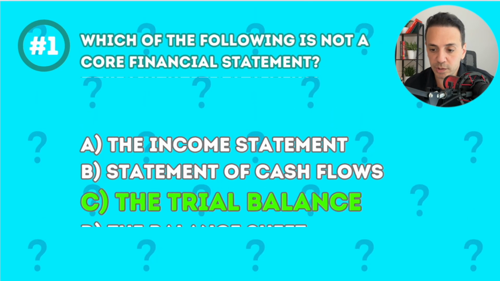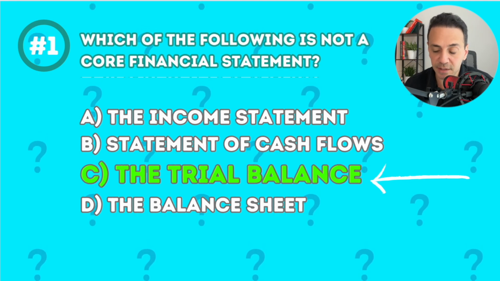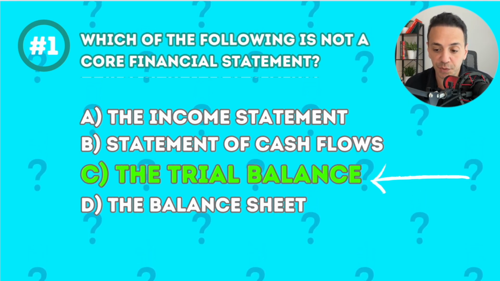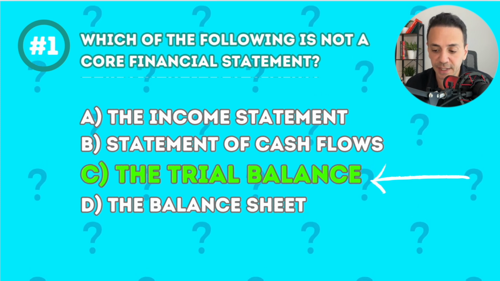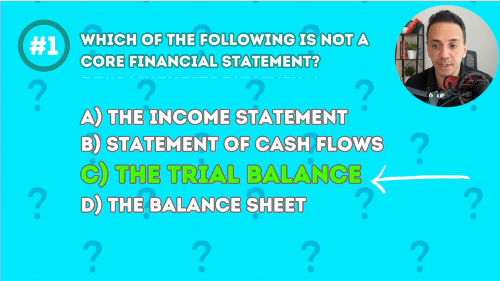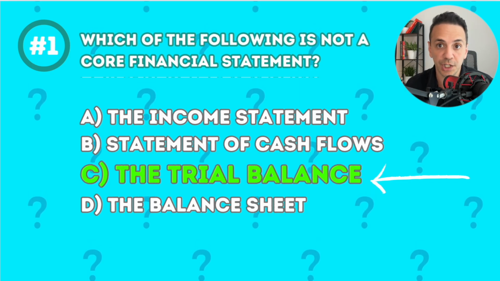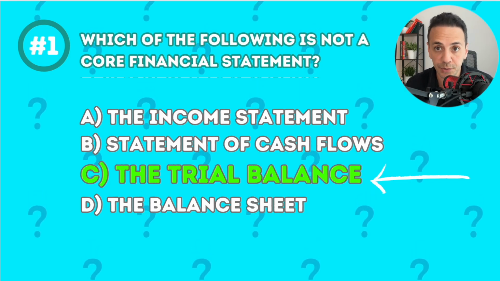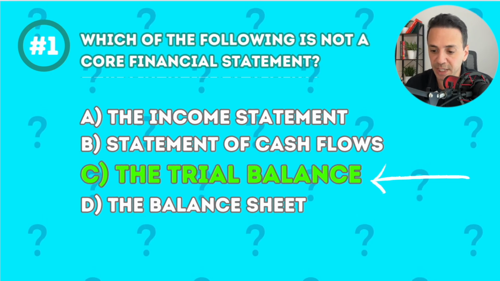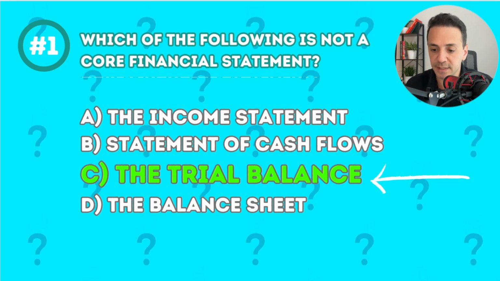Right. And of course, the correct answer is the trial balance. The trial balance is not a core financial statement. It is a financial report that you generate at period end to help you generate the adjusting journal entry to close the period. It's also a report that you share with tax preparers and auditors because it contains all of the accounts that make up all of the financial statements. So the answer is C.